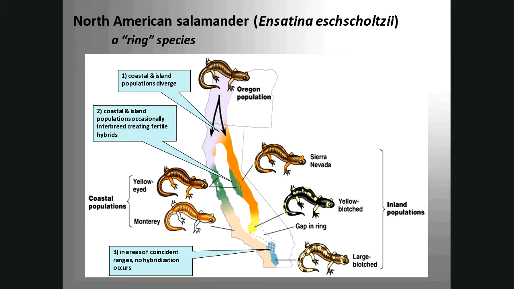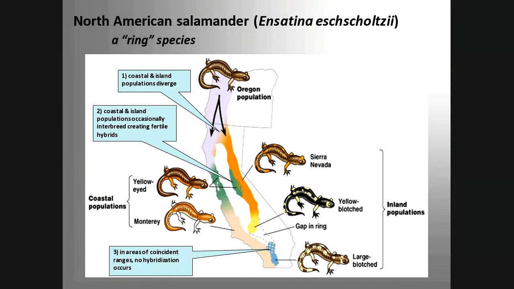Of course, salamanders like everything dispersed, and as they dispersed out of Oregon into northern California, they came across the mountain range in the middle of California known as the Sierra Madre Mountains. So salamanders, not being great mountain climbers, for the most part, what they did is they went around either side of the mountains. And so we ended up having two groups of these salamanders. We had the yellow-eyed and the Monterey, which were the coastal populations. And then with the Sierra Nevada, the yellow blotch, and a little later on, you'll see the large blotch salamander. Those are in the inland populations.